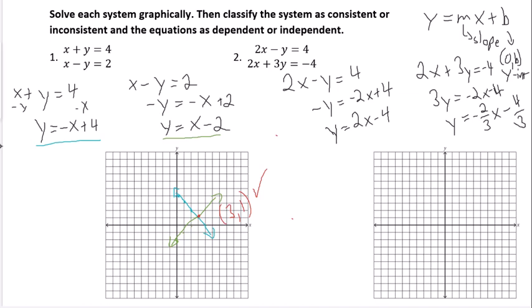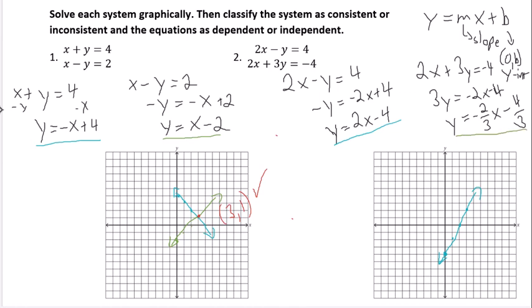All right, so the first one I will graph in blue. So starting at negative 4, and a slope of 2 would rise 2, run 1, rise 2, run 1, rise 2, run 1. And we end up with a line looking like that. And let's graph the next one.